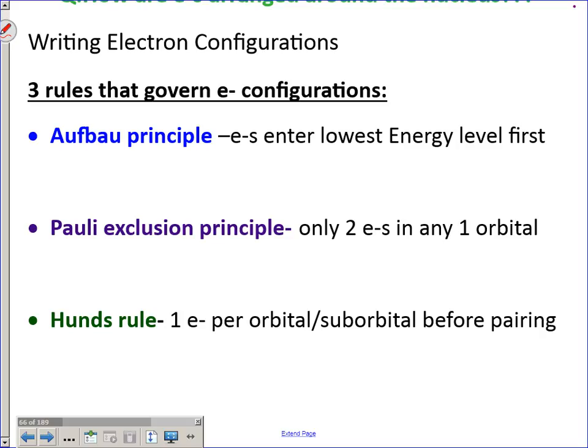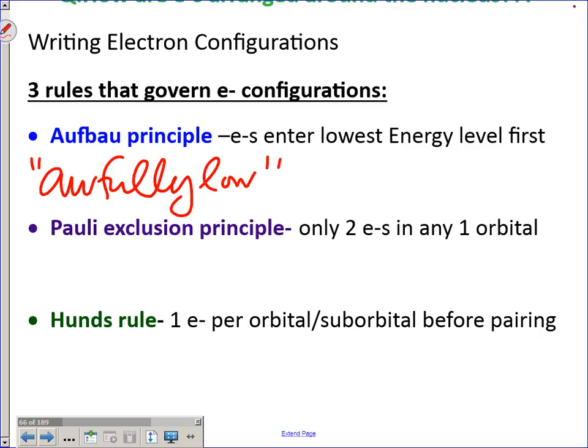I start putting electrons awfully low is how I remember it. Aufbau, awfully low. You start putting electrons in the lowest energy level. What energy level is that? 1. Did we start any place other than 1? No. You're like, duh, we start at 1. Start at the first energy level. And then you go to the second, and then you go to the third, and then you go to the fourth. That's kind of like a duh rule, okay?